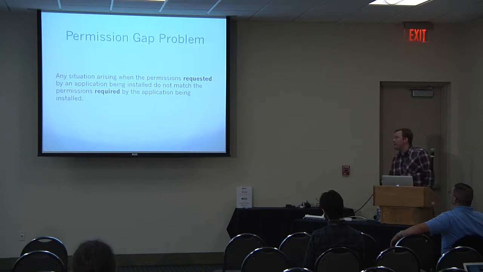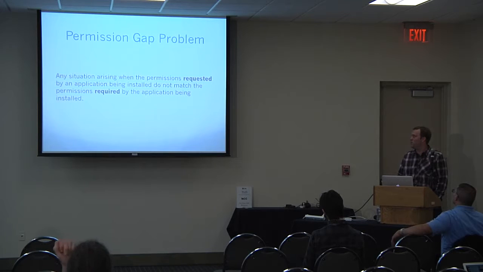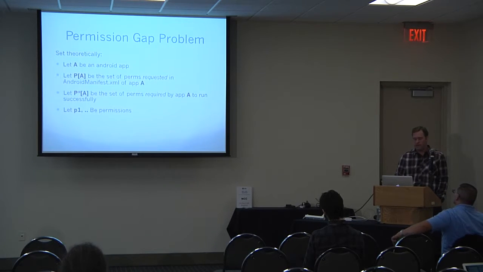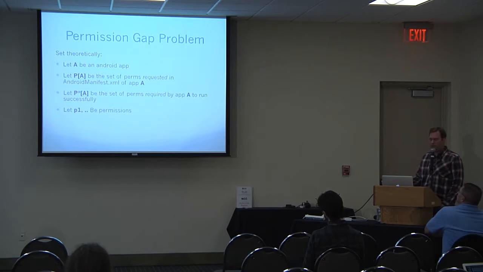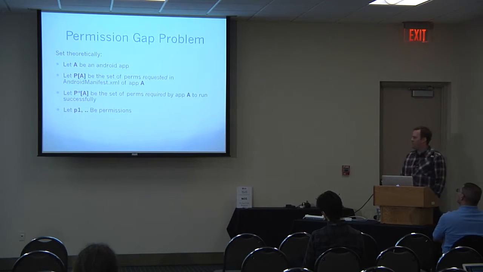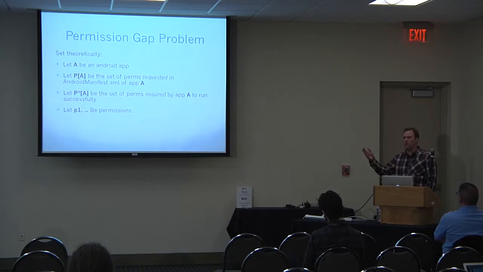It is any situation arising when the permissions requested by an application being installed do not match the permissions required by the application being installed. And I sort of like to think about this set theoretically. Let A be an Android app, let P(A) be the set of permissions requested in the Android manifest.xml of the app A, and let P*(A) be the set of permissions required by app A to run successfully. And as notation, let P1, P2, and so on be permissions within the system.